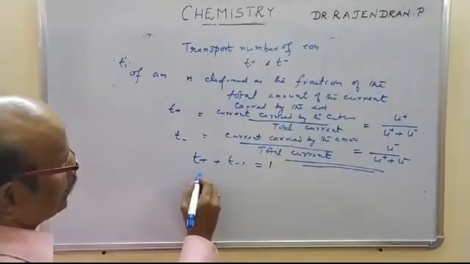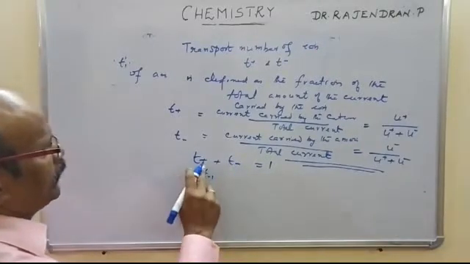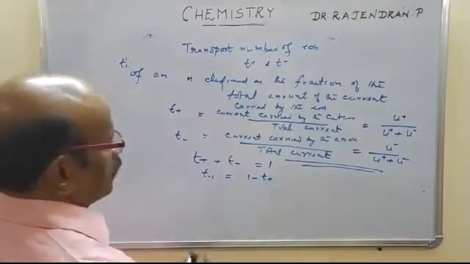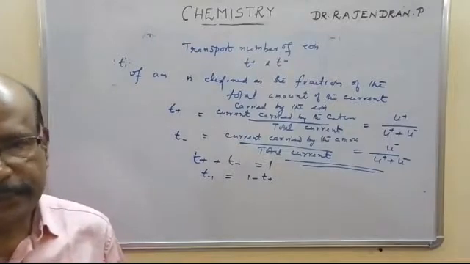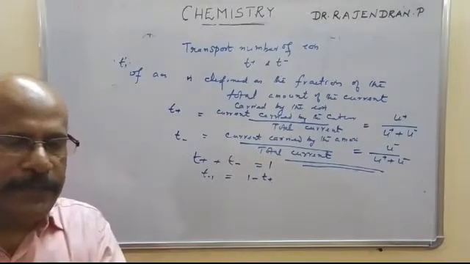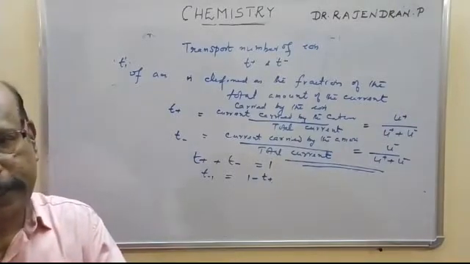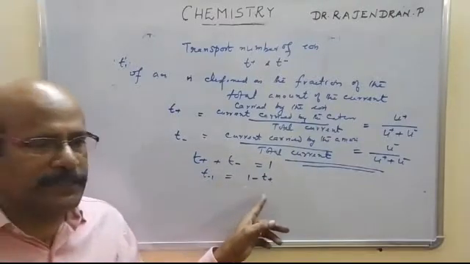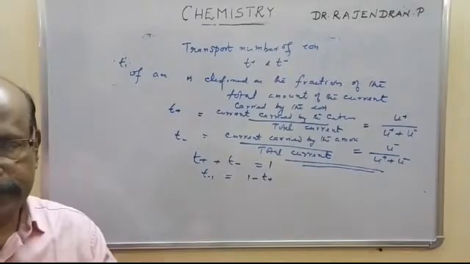Therefore, once T plus is known, T minus is 1 minus T plus. What I wish to say is that there is no need for a separate experimental determination of the transport number of the cation and anion. You have to determine the transport number of any one of them experimentally. Then, once the transport number of a particular ion is determined experimentally, we can calculate the transport number of the other ion by subtracting that from 1. That means if T plus is determined experimentally, then T minus is 1 minus T plus. That's all.